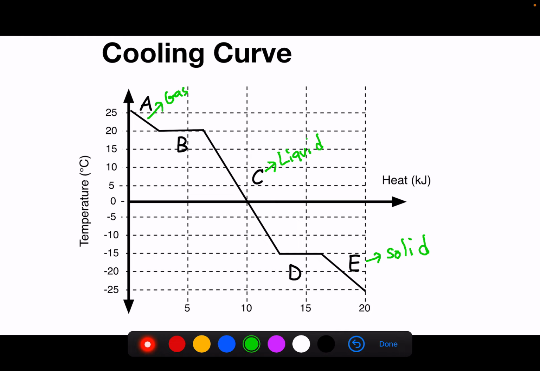Region B used to be boiling. The reverse of that is condensing. And this used to be melting. This would now be freezing. Notice that the temperatures are the same as they were before. The freezing point will always be the same as the melting point.